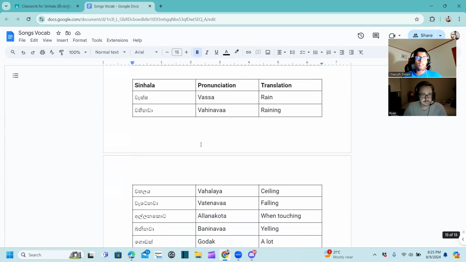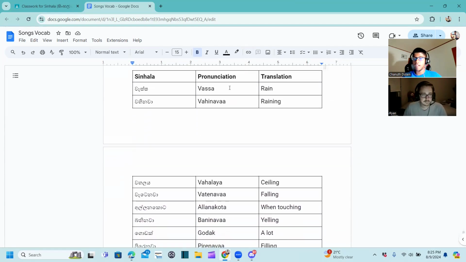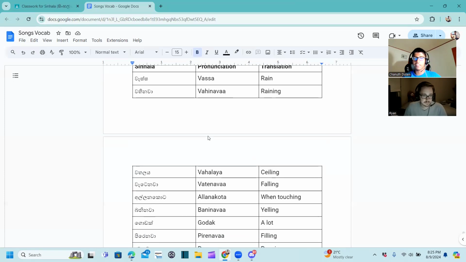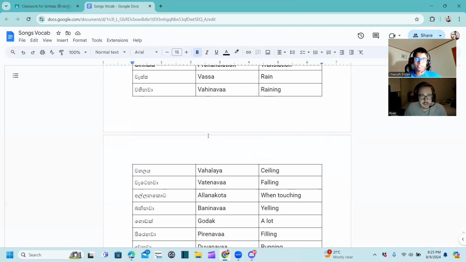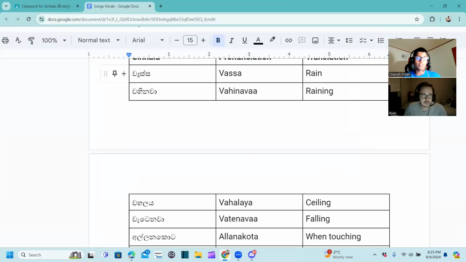So the first word we have is Vassa. Yeah, it means rain. And Vahinavaa means raining. Vassa Vahinavaa. It's raining, basically.